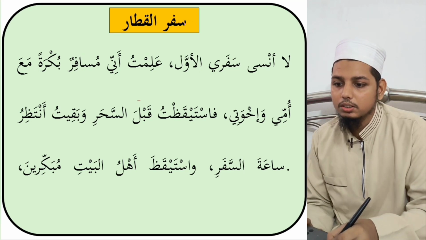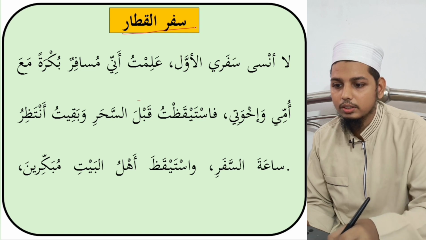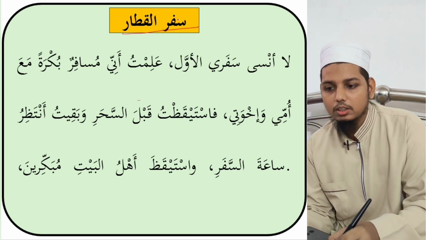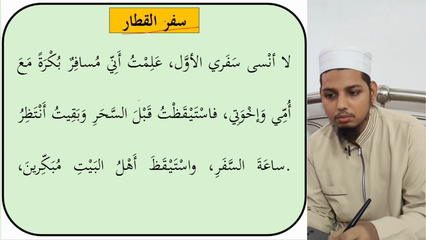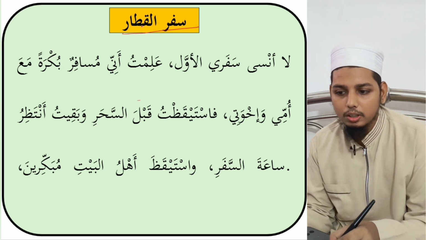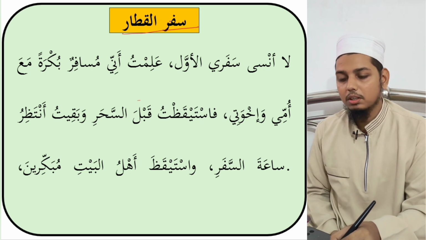Now the unwan is Safar al-Qittar, right? Safar means traveling and al-Qittar means train. Safar al-Qittar, the tarkib would be Safar is mudaf and al-Qittar is mudaf ilayh. With mudaf and mudaf ilayh, it becomes the unwan.